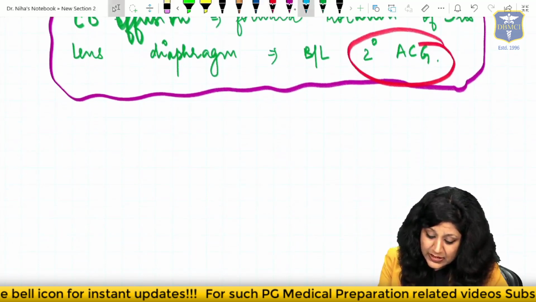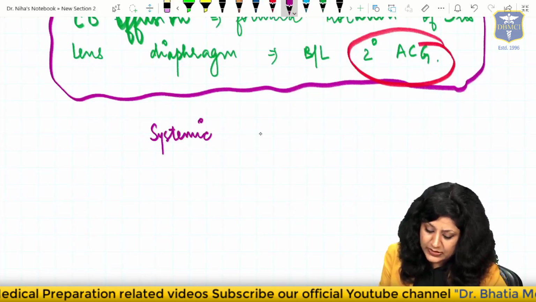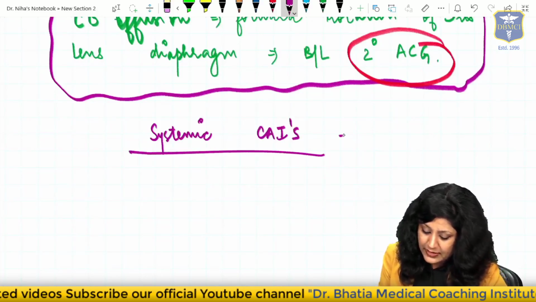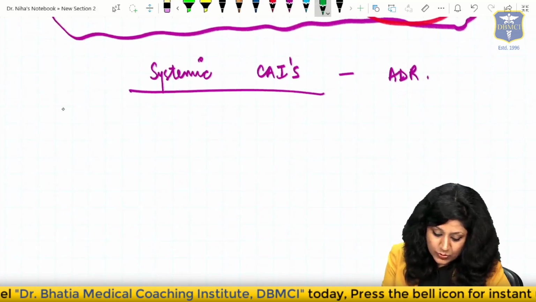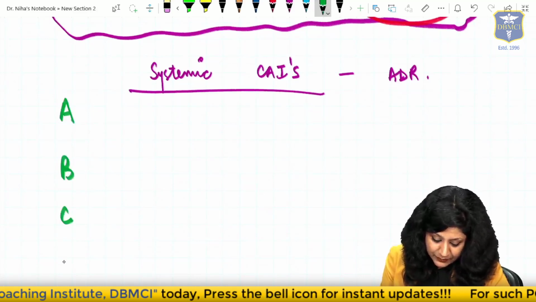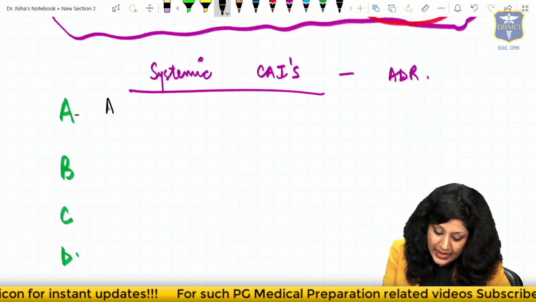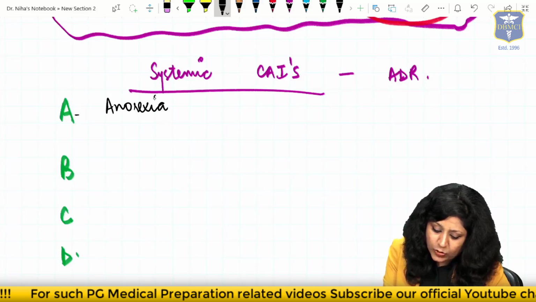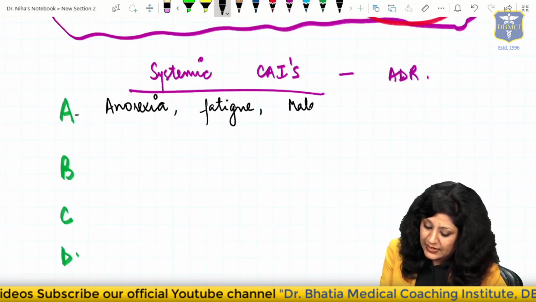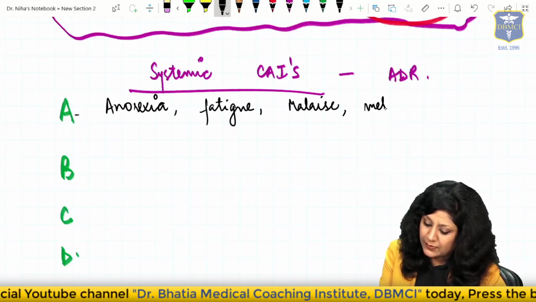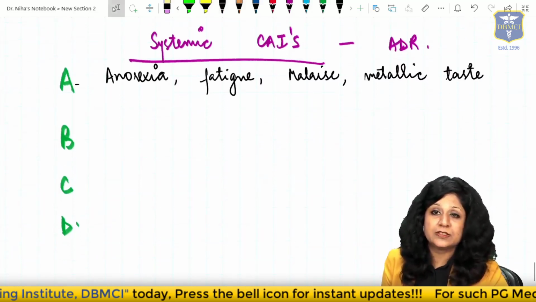Then, especially with the systemic drugs, if I am talking about the systemic carbonic anhydrase inhibitors, what are the adverse reactions that can take place? Again, I have tried to divide them into ABCD. What does A mean here? A is anorexia. So, there is a syndrome complex where we have anorexia, fatigue, malaise, and then we also have the metallic taste.